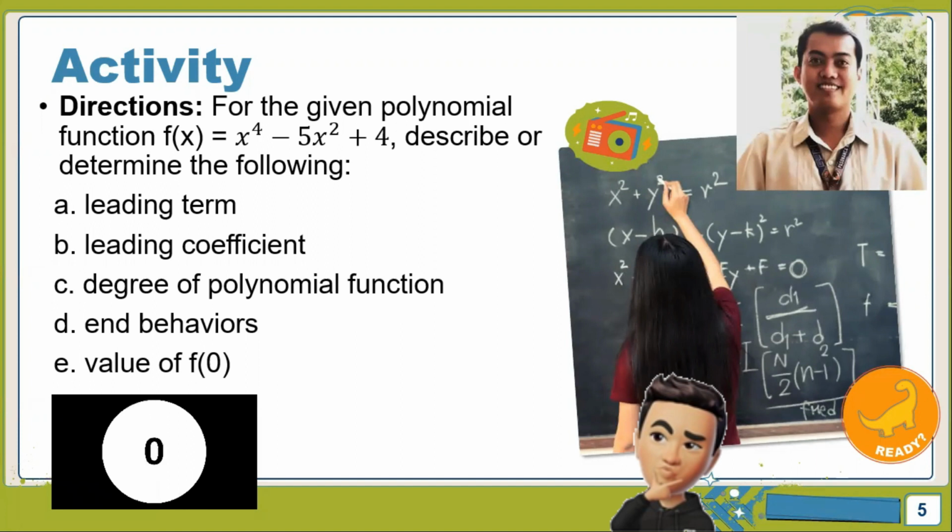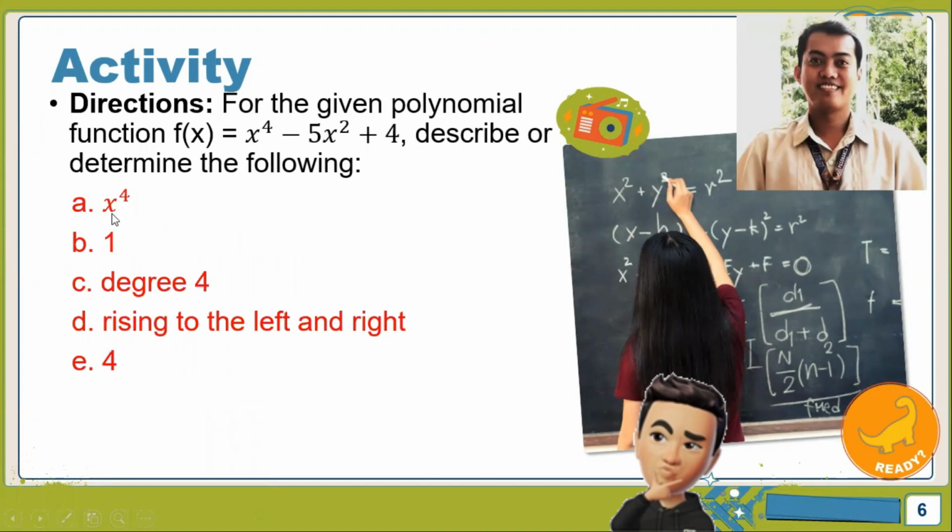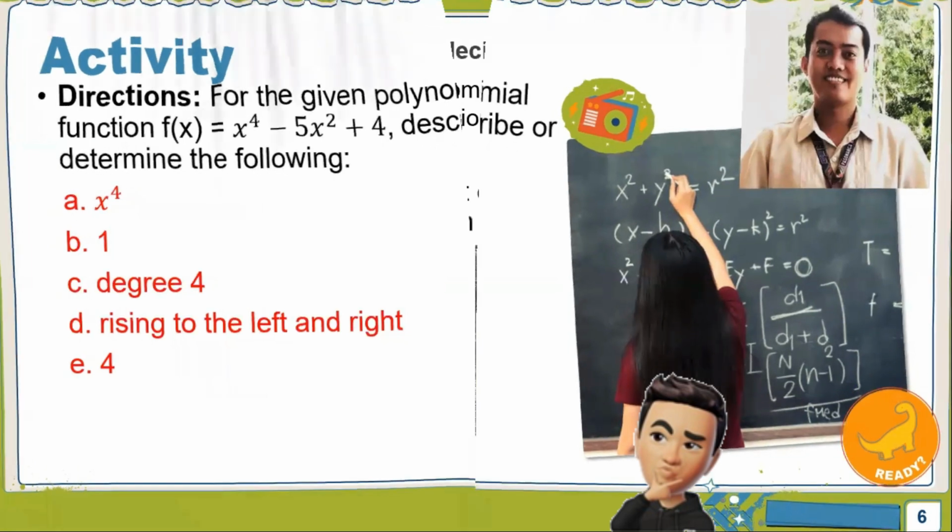Time's up. Here are the answers. For letter A, x raised to the 4th power. For letter B, 1. Letter C, degree of 4. Letter D, rising to the left and right. And for letter E, we have 4. For letter E, we only need to substitute the value of x by 0, and then simplify the given equation. That would give us positive 4. Were you able to get the correct answers? That's great. This time, let's have another activity.